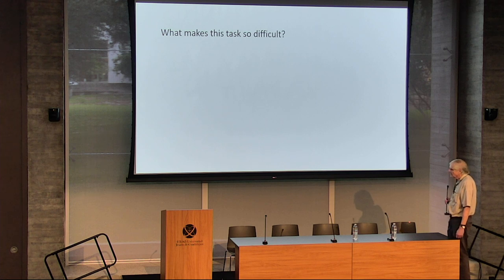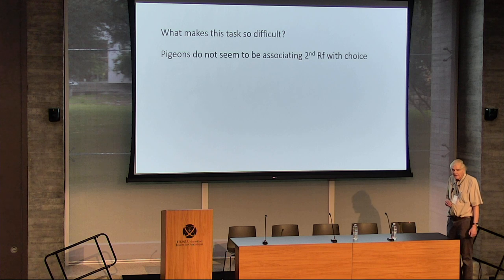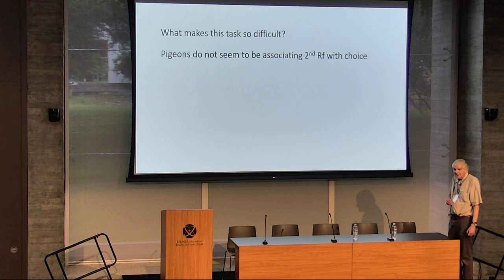So what makes this task so difficult is the question. And it appears that the pigeons are not associating the second reinforcement with the choice that they make. I mean, that's sort of a description of what's happening. It is as if the two alternatives are equal. They respond to one, and then it's as if by magic, they get fed again a second time, but they don't make the association that it has something to do with what they did. It's simply something that happens. And it's really quite remarkable because everything, especially in the first experiment, is right there in front of them.